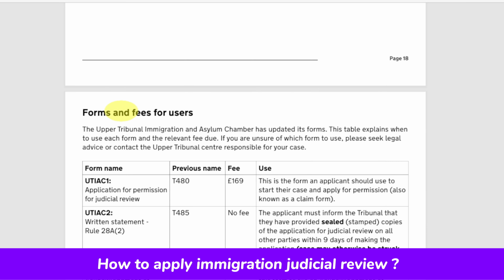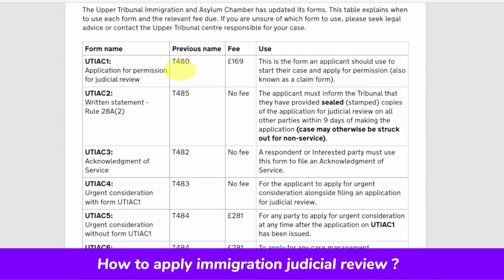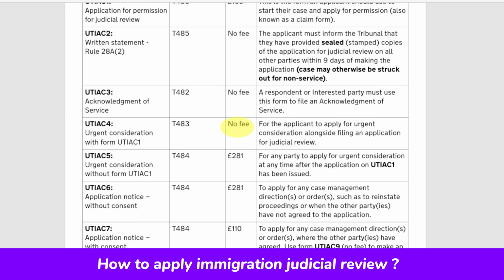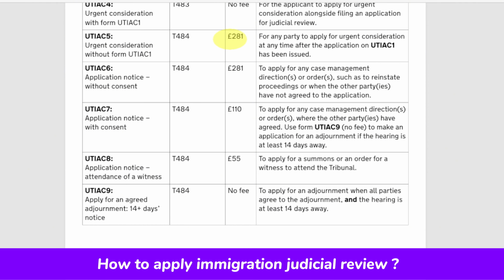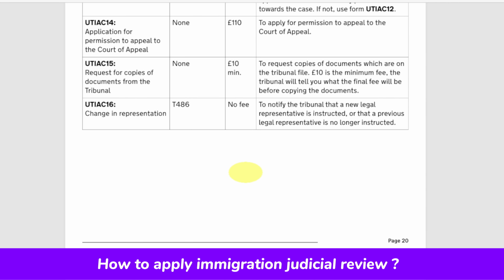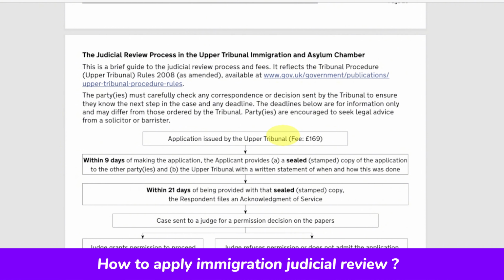Over here, forms and fees for the user. £169 if you are filling in UTIAC1. If you are filling in under written rule, understatement, that's no fee. And then if you are doing number 5, UTIAC15, urgent consideration without form, then £281. They have mentioned everything on this form, so you can go through it.